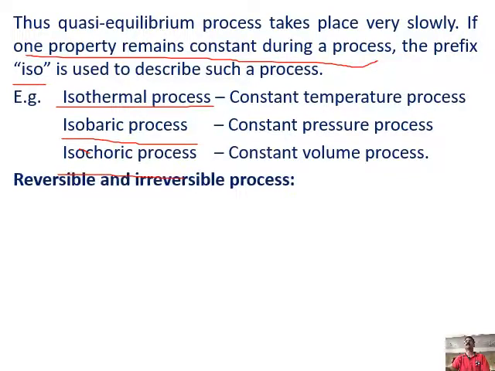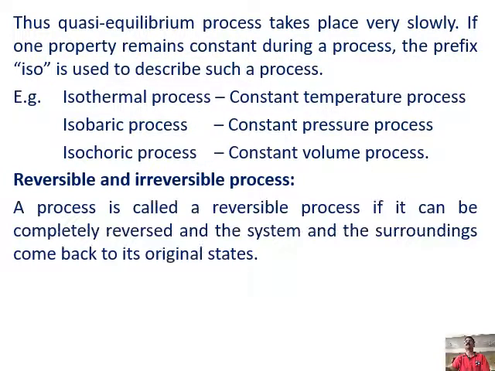So this is how the prefix iso is used to indicate that a property remains constant during the process or change of state. Now coming to the reversible and irreversible process, in depth we will be studying later. We will just have an idea of what a reversible and irreversible process is. A process is called a reversible process if it can be completely reversed and the system and the surroundings come back to their original state.